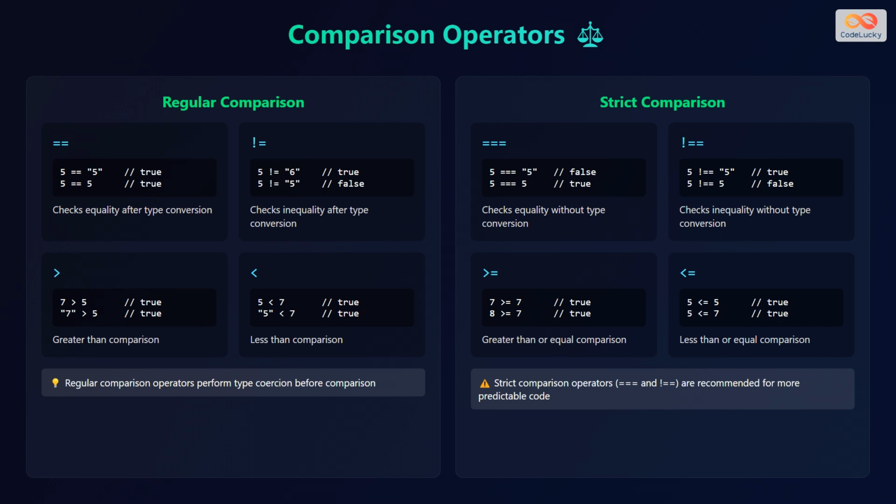The greater than or equals operator checks if the left operand is greater than or equal to the right operand. For example, 7 >= 7 is true, and 8 >= 7 is also true. The less than or equals operator checks if the left operand is less than or equal to the right operand. For example, 5 <= 5 is true, and 5 <= 7 is also true. Strict comparison operators are recommended for more predictable code.